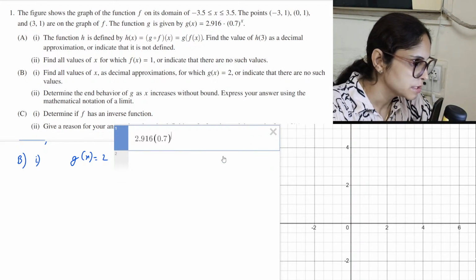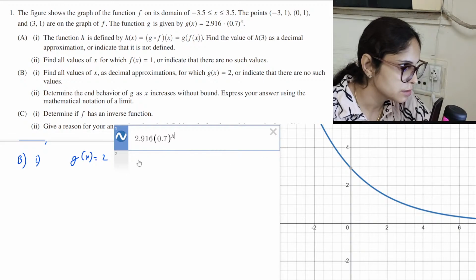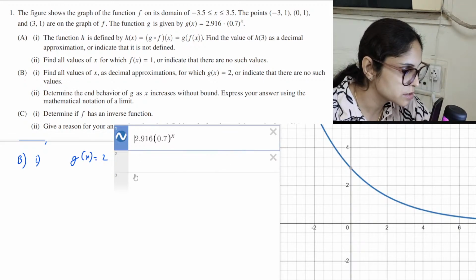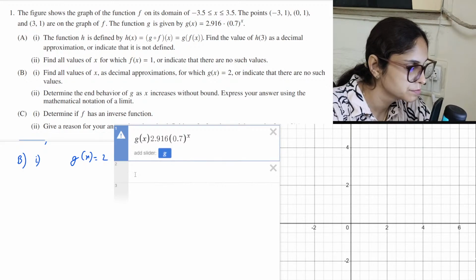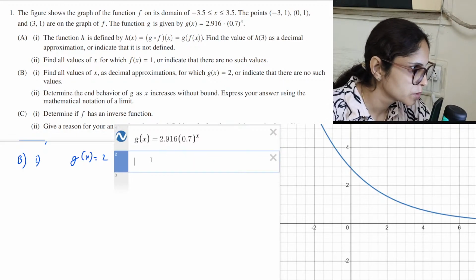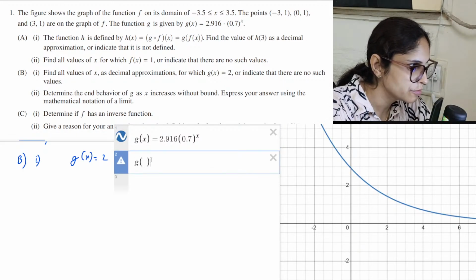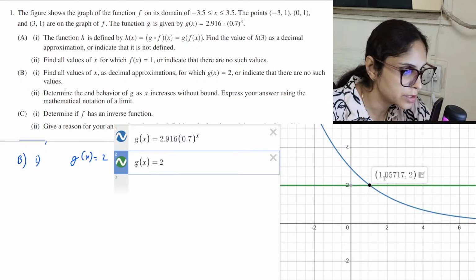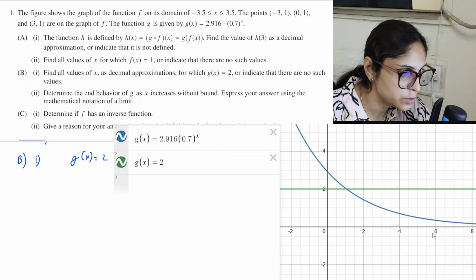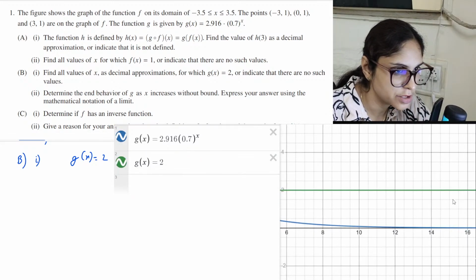So 2.916 times 0.7 to the power x, we can see the graph and we want to see where g of x is equal to 2. So I will write in the next line g of x is equal to 2. And now you can see it is meeting at only one point, that is 1.05717. It is not meeting anywhere else.